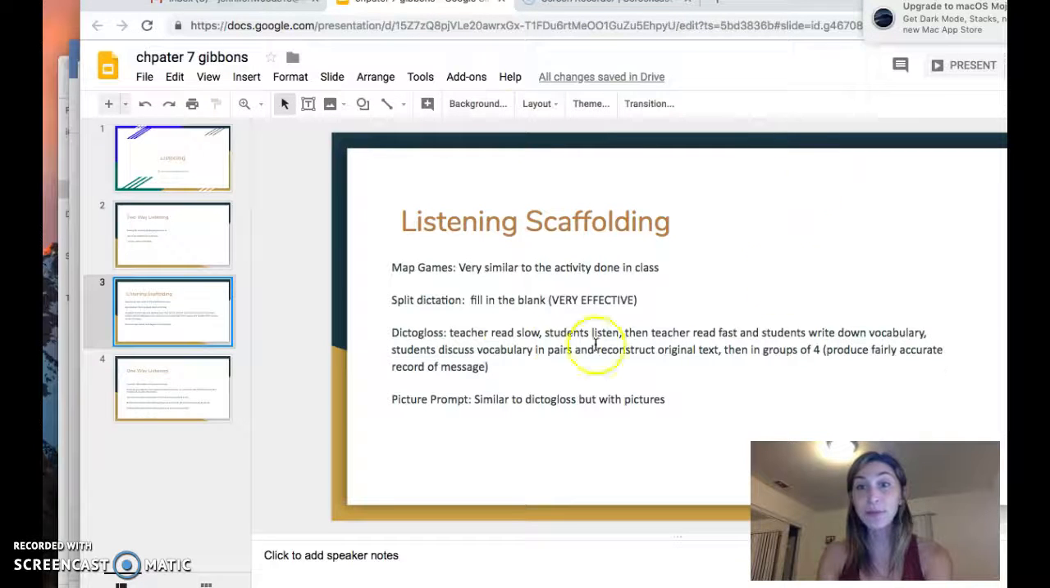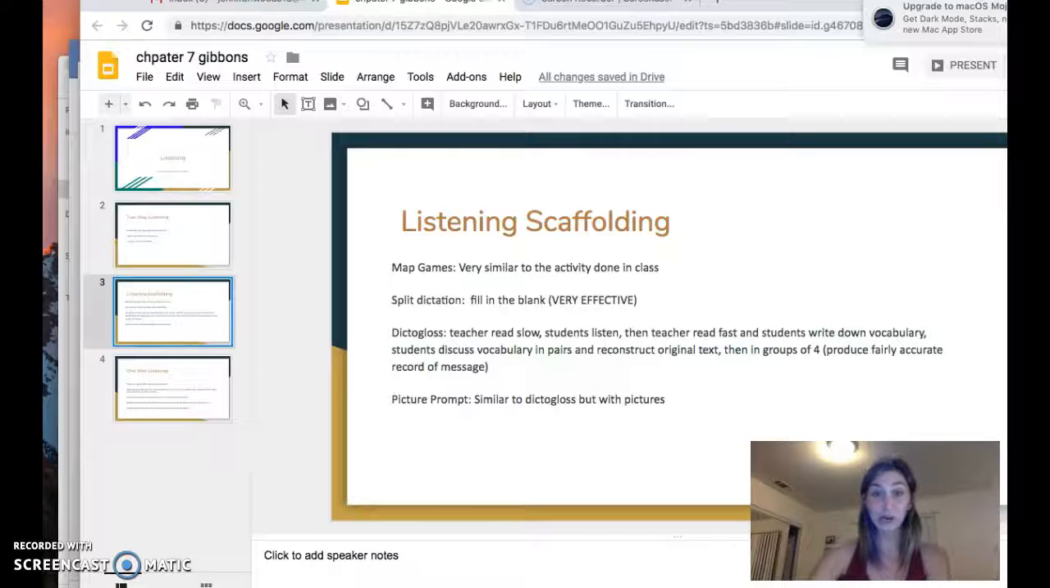So then it talks about the listening scaffolds. And a lot of these just work for not only EL students, but any student in your classroom. So first are the map games, which is really similar to the activity we did in class, where we were given something, a picture, and we had to try to explain it to another student. I feel like that would be just a very fun activity for EL students to work together to practice English.